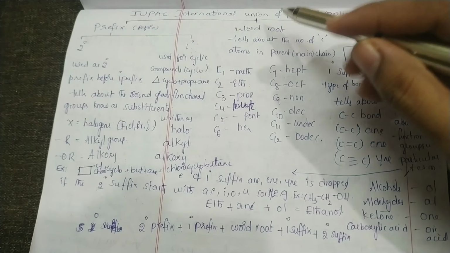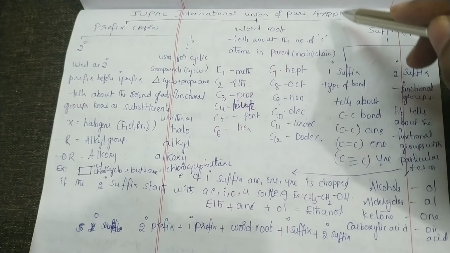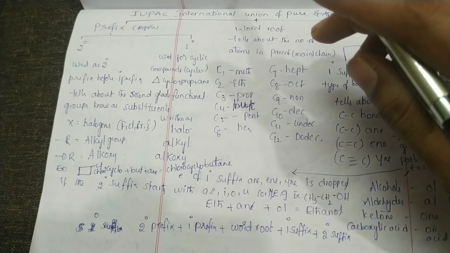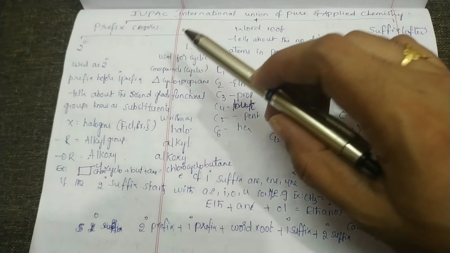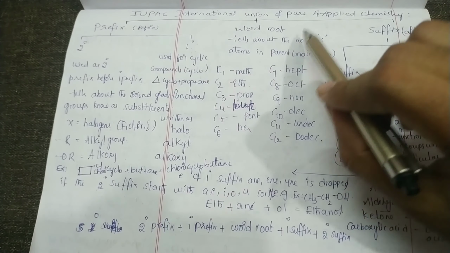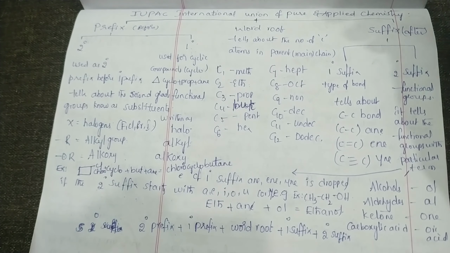IUPAC nomenclature. IUPAC is the International Union of Pure and Applied Chemistry. There are millions of compounds in organic chemistry. We name those compounds with the help of IUPAC nomenclature. It consists of prefix, word root and suffix. Prefix means before the name. Suffix means after the name.